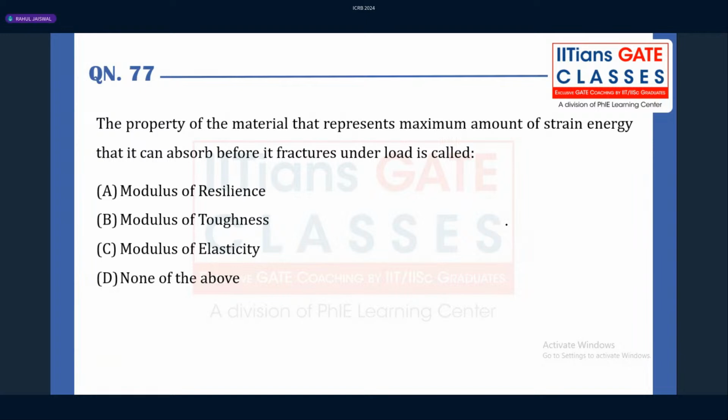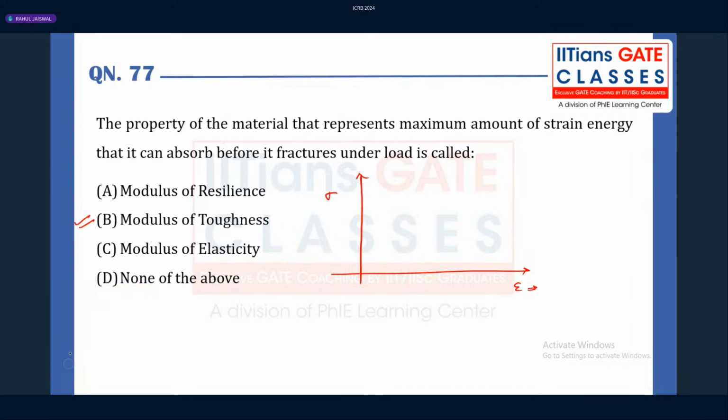What they are asking is the property of the material that represents the maximum amount of strain energy that it can absorb before the fracture under the load. What do we call it, guys? It is called modulus of toughness. What is modulus of toughness? Area under the stress versus strain diagram.